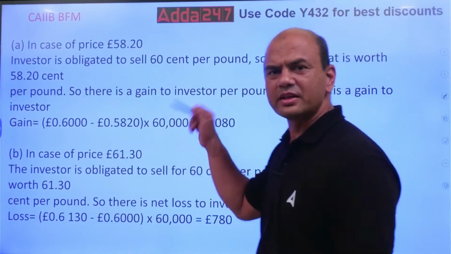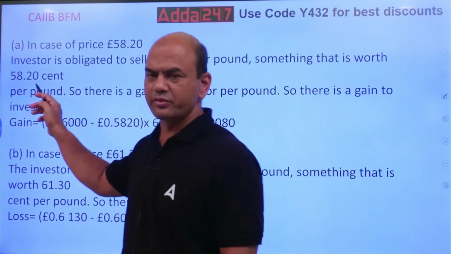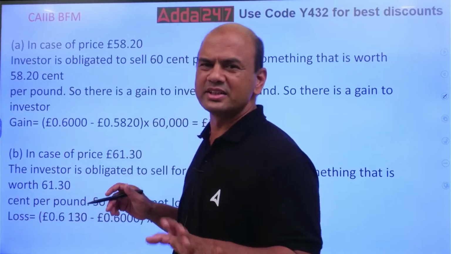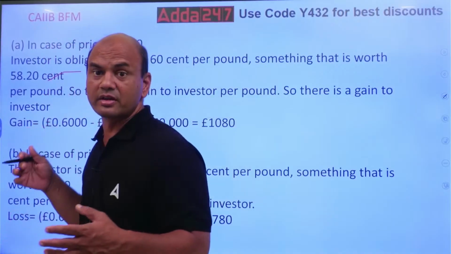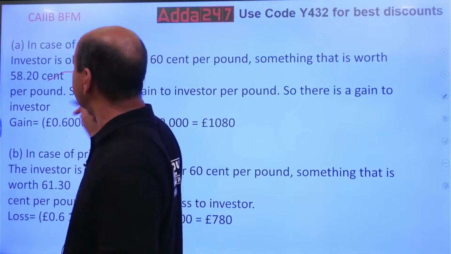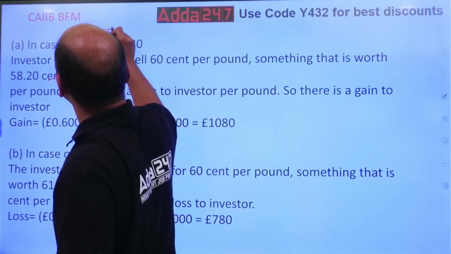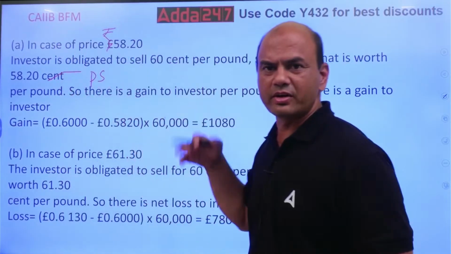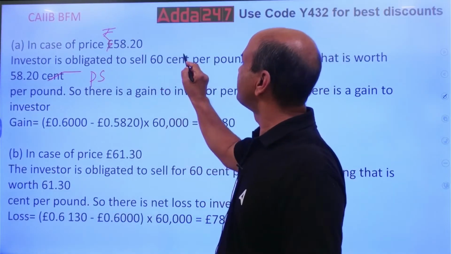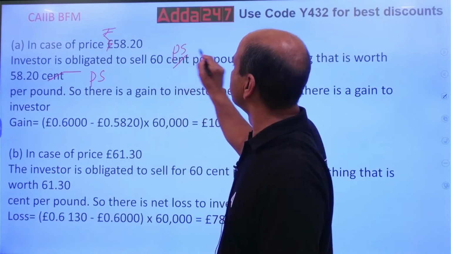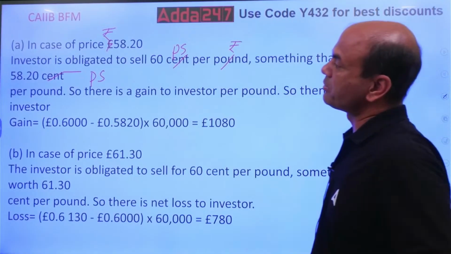Means what? What is all these calculations? Here rate is very simple. This 58.2 cents, when we call 58.2 cent, now see this, I'll call it rupees, okay, call it simple. Because cent is also a term used in your BFM. Let's say call this paise and let's say call this rupees. Okay, rupees. Wherever we have pound, call it rupees. Wherever we have cents, call it paise. So investor is obligated to sell 60 paise per rupees, right? Paise per rupees. Okay. Something that is worth 58.2 paise.